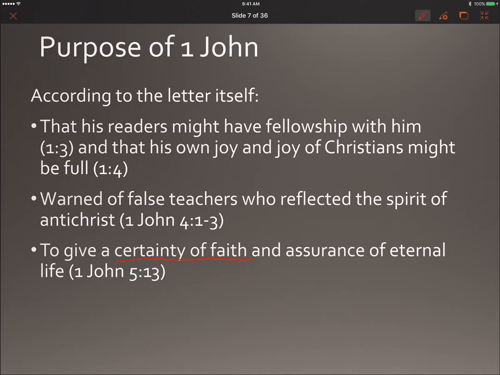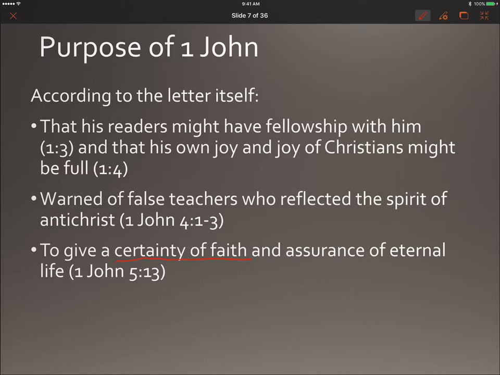But also he wanted to strengthen their confidence in the Word of God. I mean, if we can't have confidence in the Word of God, what can we have confidence in, right? So this is where John is taken. He wants to give them a certainty of the faith.